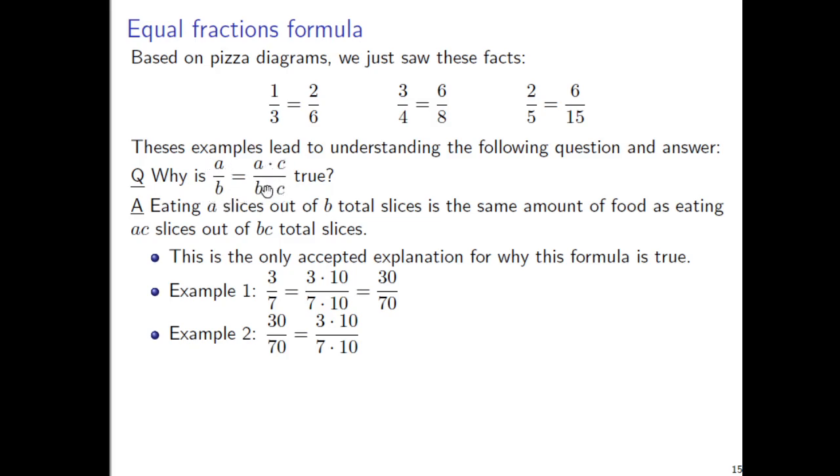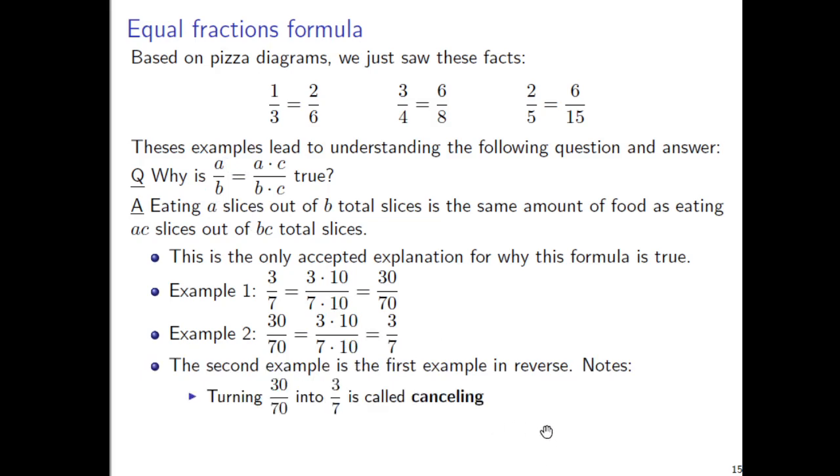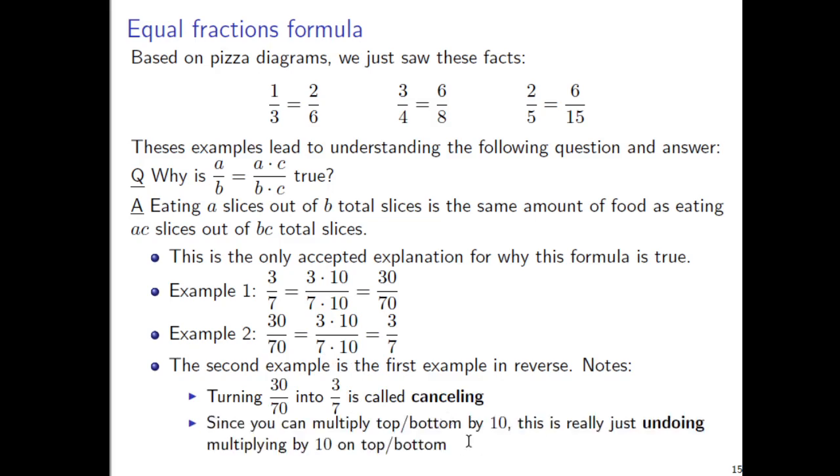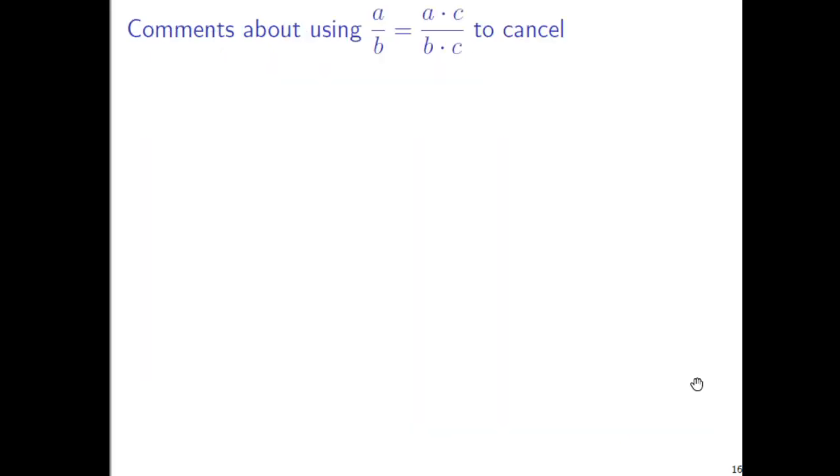So the times C that's on top and on bottom, in this example, a times 10 on top and a times 10 on bottom, those can go away and you just have A over B. You have 3 over 7. This is the thing that people tend to call canceling. The second example is really just the first example in reverse, right? So turning 30 over 70 into 3 over 7 is called canceling. What's really going on is since you can multiply the top and bottom by the same number, I mean, we multiplied the top and bottom by 10, this is really just undoing the process of multiplying by 10 on top and bottom.